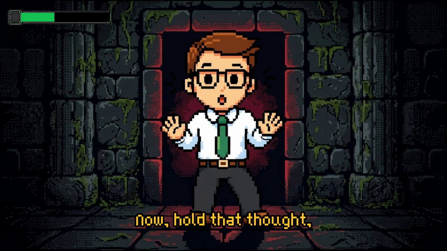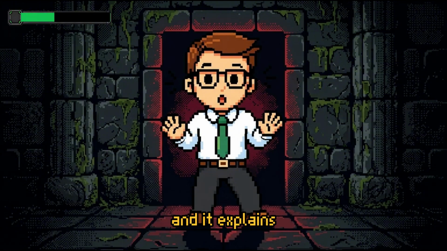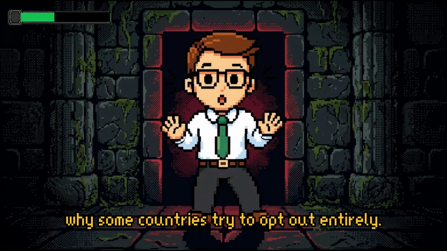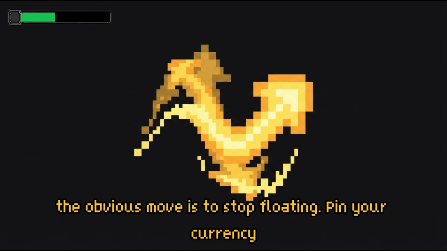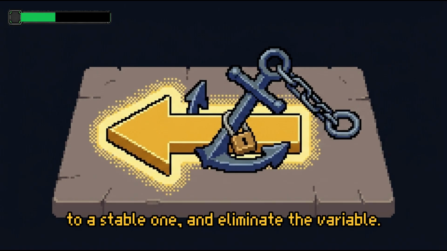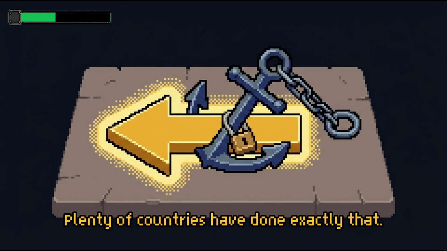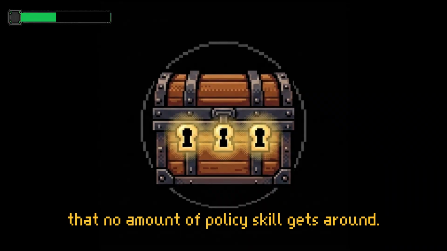Now hold that thought, because there's a version of this that ends far worse, and it explains why some countries try to opt out entirely. If floating rates can swing 50% on a policy decision made for unrelated reasons, the obvious move is to stop floating. Pin your currency to a stable one and eliminate the variable. Plenty of countries have done exactly that. The catch is a constraint that no amount of policy skill gets around.